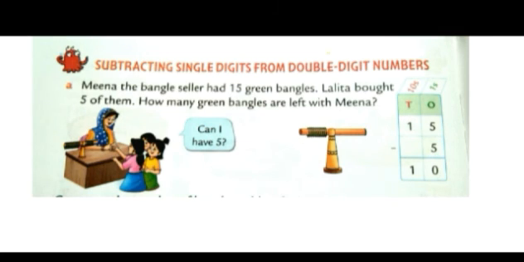So, Meena is a bangle seller. She was having 15 green bangles and Lalita bought 5 bangles from her. Now, how many bangles are left with Meena? So, for that, first we need to arrange the number according to the place value. Bigger number on the top and the smaller number below it. And remember, we are subtracting a single digit number. That means the single digit number will be written under the ones column only here.